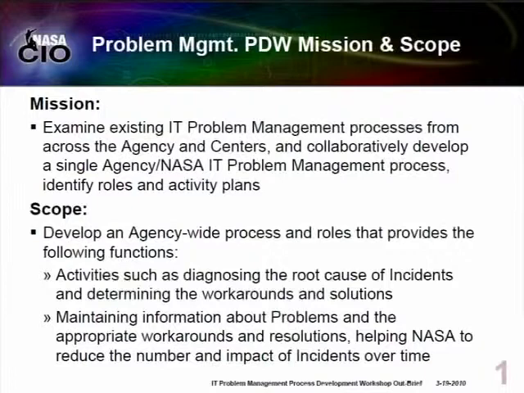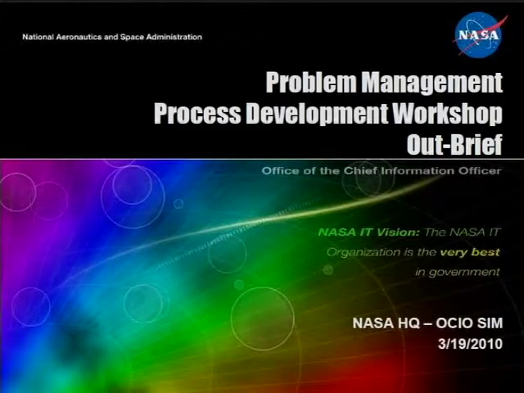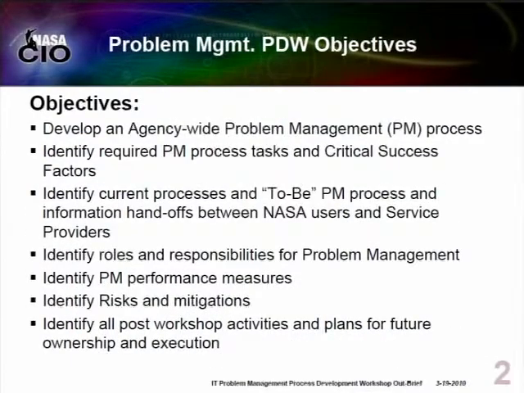From a scope perspective, again, it was agency-wide. So we recognized that the centers and all the different communities in IT will have some variations. They'll have some procedural level documentation associated with problem management. But for all intents and purposes, our view was end-to-end agency-wide. Activities such as diagnosing the root causes of incidents, determining the workarounds and solutions associated with those, maintaining information about problems, and ultimately the appropriate workaround information, the knowledge and known error information associated with it, so we can help NASA ultimately reduce the number and impact of incidents over time.